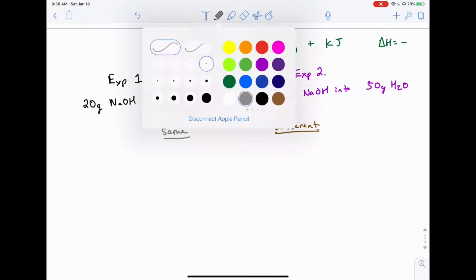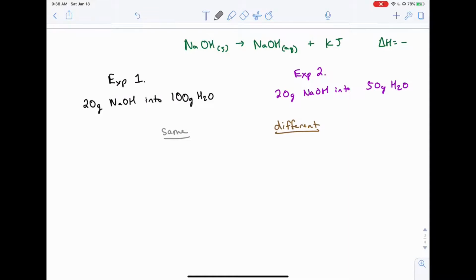Okay, specific heat capacity of water, is that the same or different? Same. So in both of these scenarios, you're using the specific heat capacity of water. Okay, medicine. Okay, delta T. Now, is delta T going to be different or the same? Why?